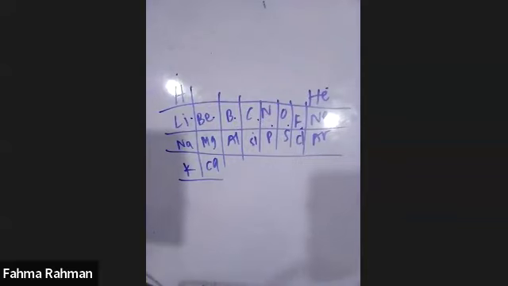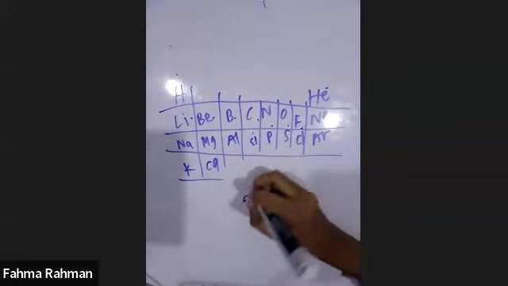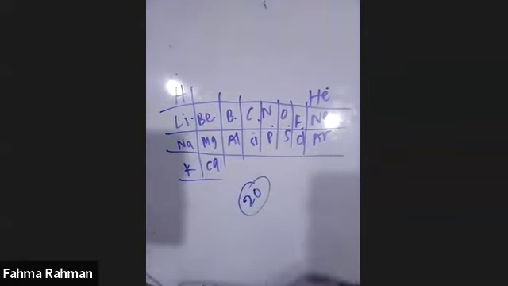You have 20 elements in the periodic table in your grade 10 syllabus, which you will be studying. In the periodic table, for each and every element, we can draw an atomic structure by using the knowledge of energy levels.